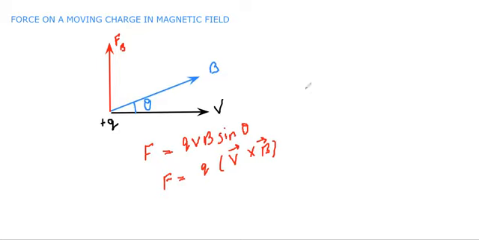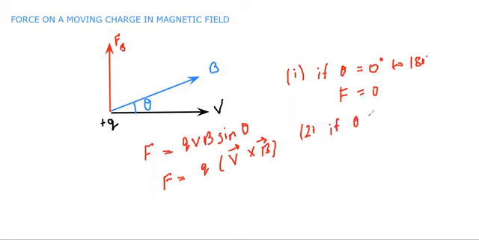Now let us take a case: if theta is 0 or 180 degrees, that means the charged particle is entering parallel or anti-parallel to the magnetic field. In that case, this force will become 0. So there will be no force acting on the charged particle if it enters the magnetic field parallel or anti-parallel to the direction. Second case, if theta is equal to 90 degrees, force would be equal to QVB, and this would be the maximum force.